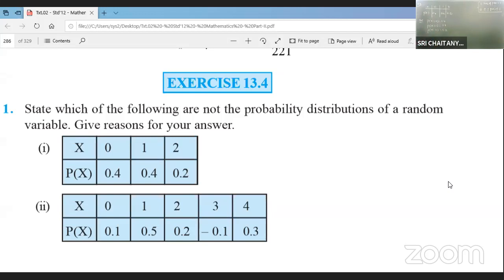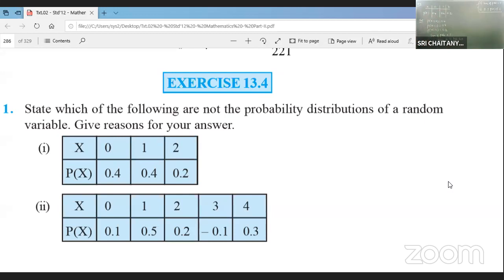Okay. Now, I have given you one formula called sum of probabilities. You just check sum of probabilities. 0.4 plus 0.4 plus 0.2. That means sum of probabilities is equal to 1. Right? Therefore, the given distribution is a probability distribution. Okay, which are not, he has given you.